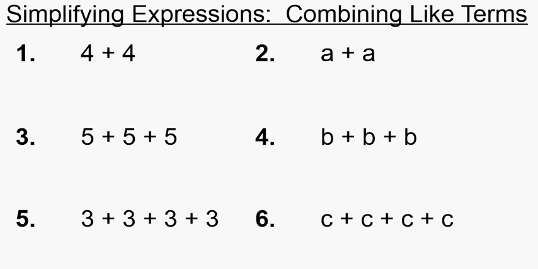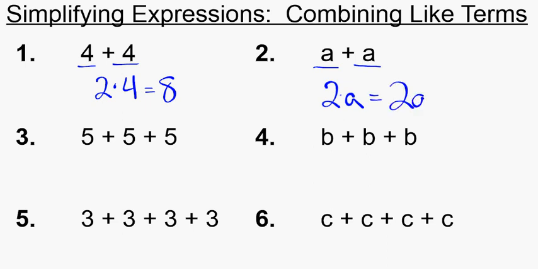This is the first video for simplifying expressions. In this video, we will talk about combining like terms. If you were to add 4 2 times, that's the same as 2 times 4. And that could be simplified as 8. So if you were to add A 2 times, that's the same as 2 times A. Well, you can't simplify this because you don't know what A actually equals, so we just leave it as 2A.